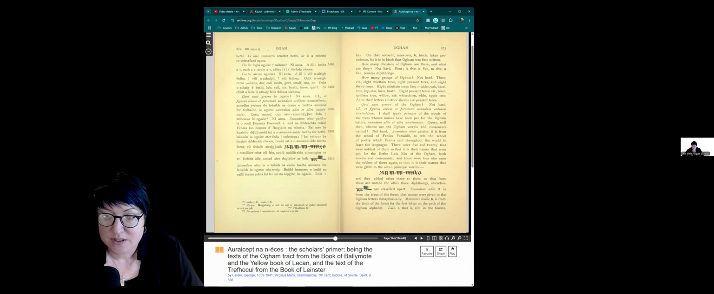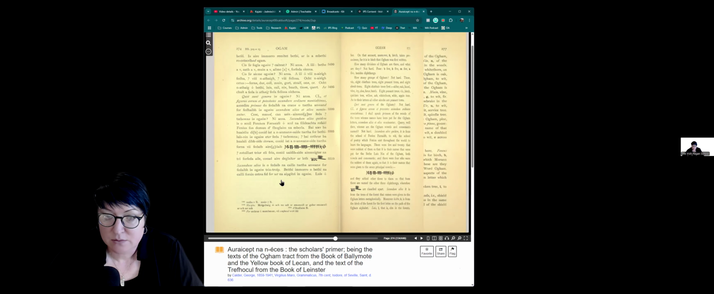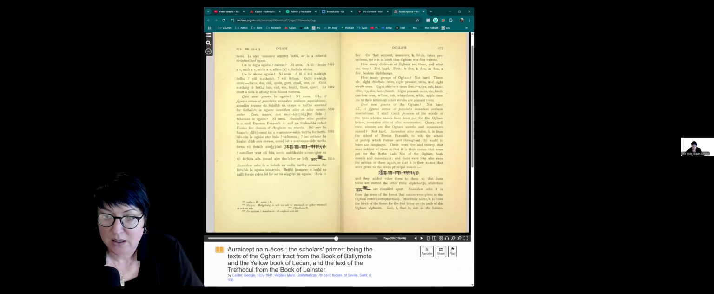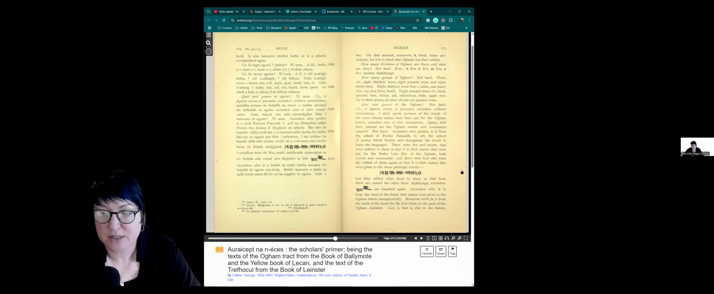So then you have the fourth aicme, which is this grouping here. And then we go into the forfeda, which again are the extra letters. And what it says about them is they added other 3 to them, so that from these are named the other 3 diphthongs, wherefore 1, 2, 3 are classified apart. So this is again where they're the forfeda, they're classified apart.